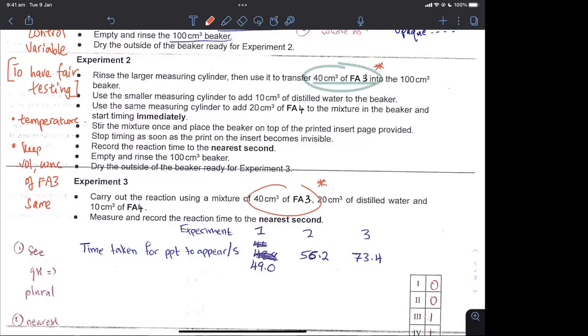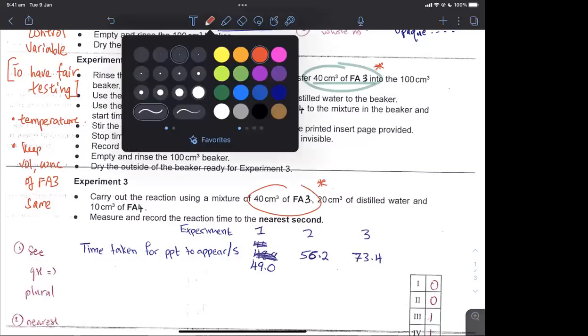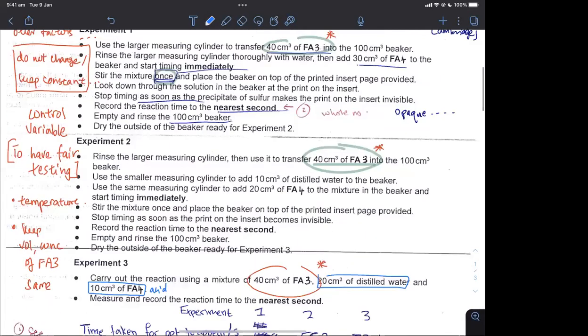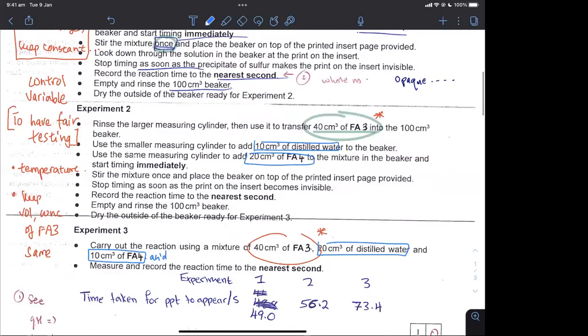We are changing the concentrations of your acid. You see 10 cm cube of FA4, this is your acid, and then you have 20 cm cube of water. We have 10 cm cube of water, and then 20 cm cube of FA4. So if I have a table, this will be volume of FA4, the acid, and then the volume of H2O together with the unit.